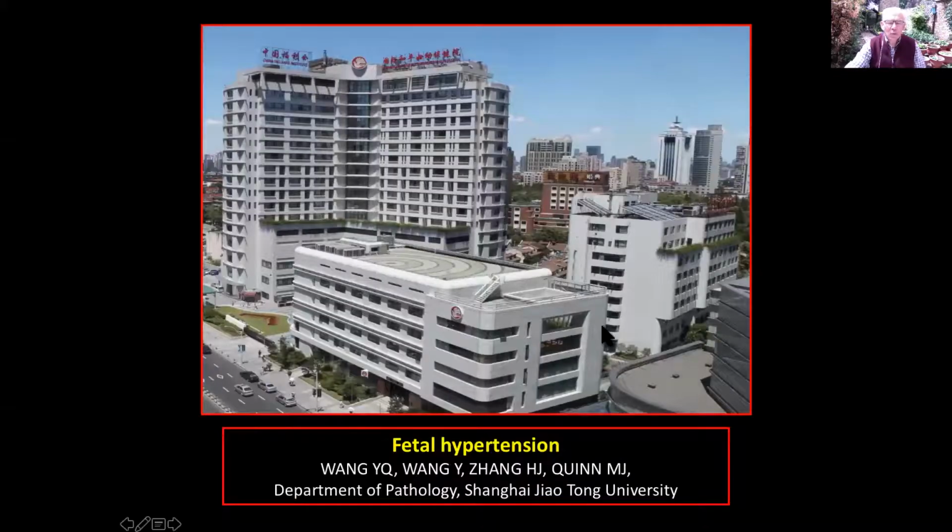Colleagues in Shanghai were Wang Yanqiu, Wang Yuan, and in the Department of Pathology run by Zhang Huijuan, and the hospital leader is, of course, Huang Hefeng.